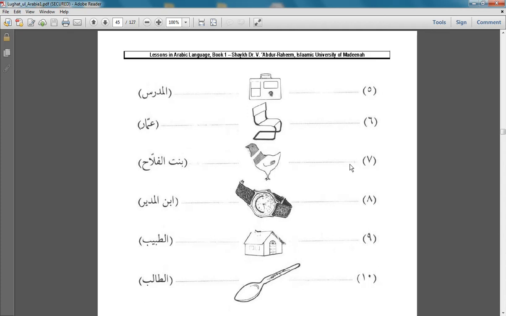لمن هذه الدجاجة؟ هذه الدجاجة لبنت الفلاح. The farmer's daughter. لمن هذه الساعة؟ هذه الساعة لابن المدير. لمن هذا البيت؟ هذا البيت للطبيب. لمن هذه الملعقة؟ هذه الملعقة للطالب.